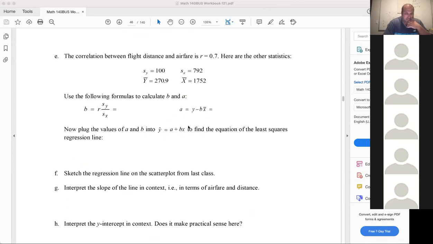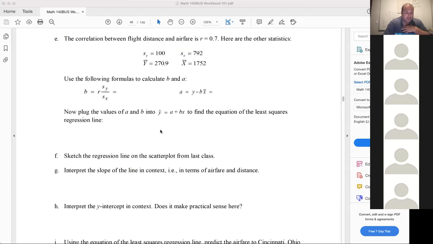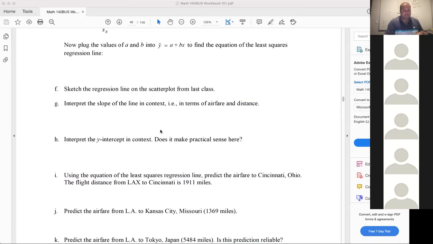Yeah. So theirs is A plus BX. Actually, that was the same as ours. 116 plus 0.088x. Okay, so our A's and B's were the same as theirs. Sketch the regression line on the scatter plot.